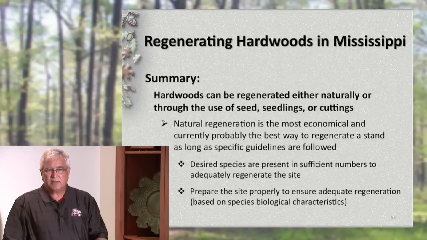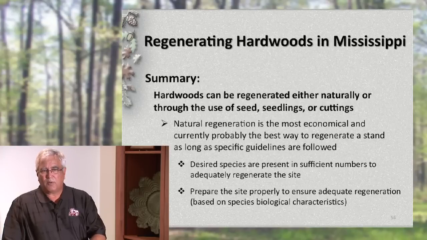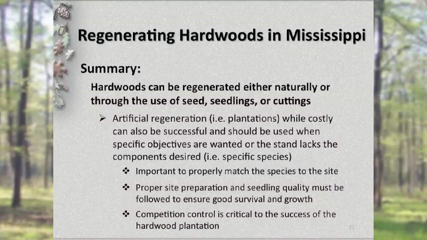If desired species are present in sufficient numbers, then you can adequately regenerate the site. If they are not, then we're going to have to prepare the site for regeneration based on species biological characteristics. If we use artificial regeneration, this is going to be very costly, but it also can be very successful. We have to remember to match the species to the particular site. We need proper site preparation. Seedling quality must be followed, as well as planting quality, to ensure good survival and growth.